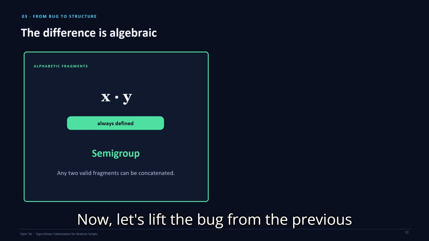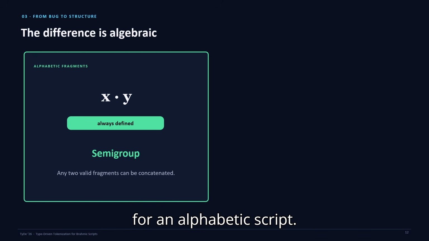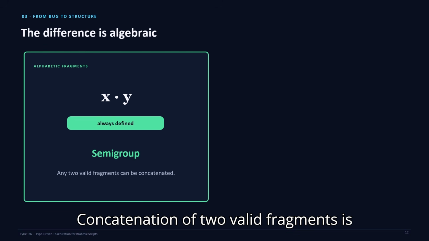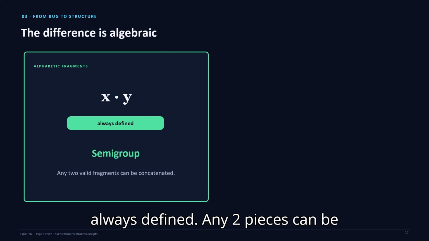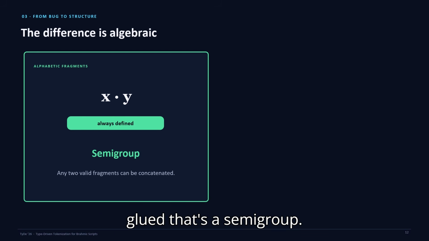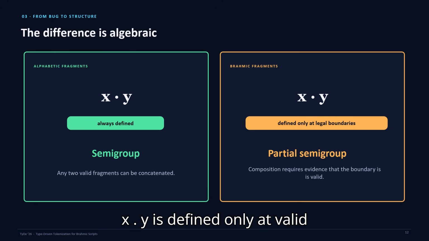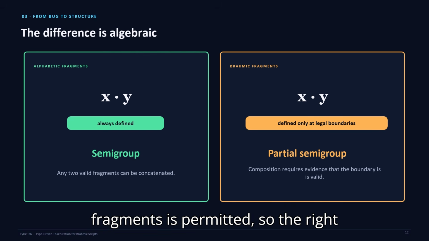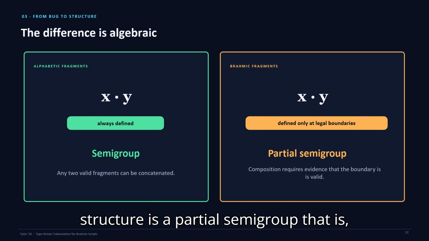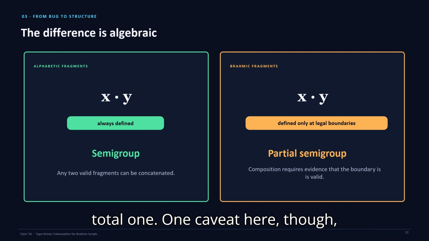Now let's lift the bug from the previous section into an algebraic statement. For an alphabetic script, concatenation of two valid fragments is total. That is, x dot y is always defined. Any two pieces can be glued. That's a semigroup. For a Brahmic script, that's not true. X dot y is defined only at valid boundaries. Gluing requires evidence that the transition between the two fragments is permitted. So the right structure is a partial semigroup. That is, composition is a partial operation, not a total one.